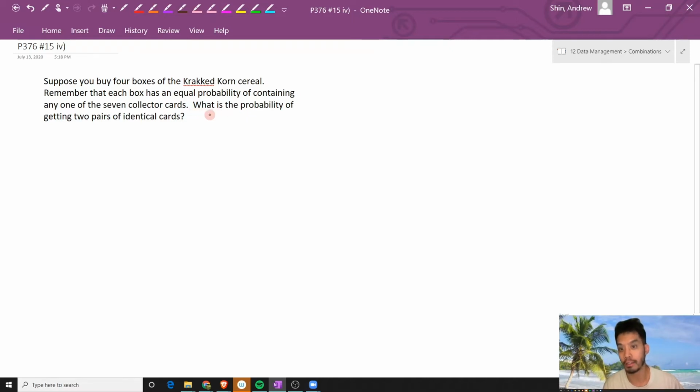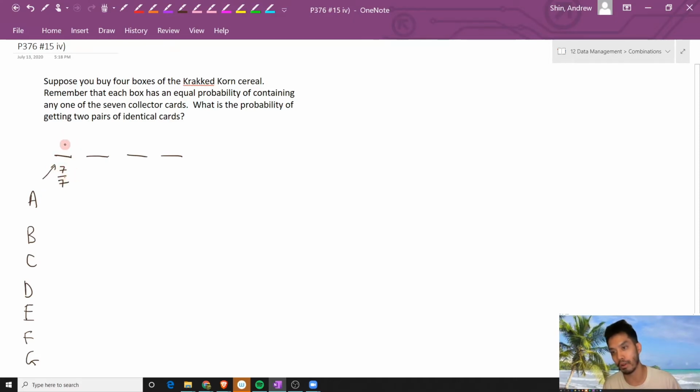Here's part 4. They're asking in this question, 2 pairs of identical cards. So again, we have 2 pairs of identical cards, 4 boxes. We have 4 boxes there. We have A, B, C, D, E, F, G. And we have a 7 out of 7 chance of getting a card in that first one.